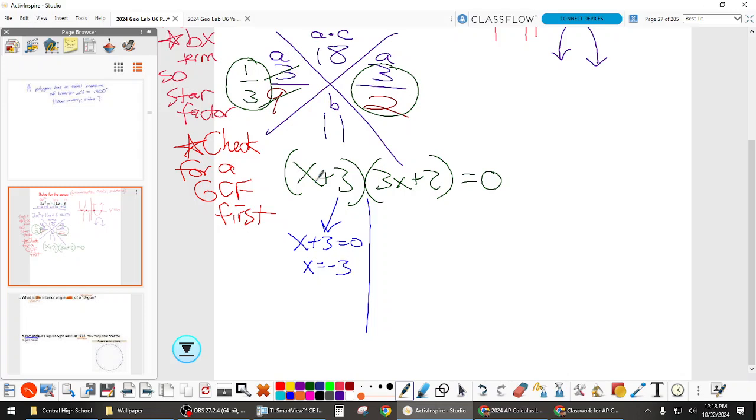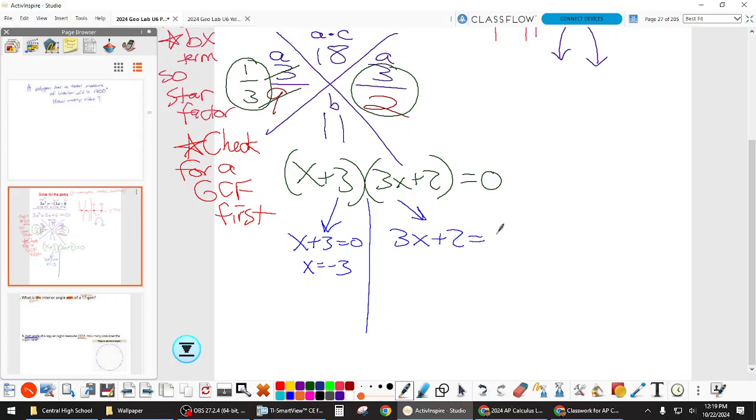So if I plug negative 3 right here, what does this first parentheses become? If this now is negative 3, what's negative 3 plus 3? It's 0. What's 0 times this mess over here? 0, right? Who cares what it is? It's 0 when I multiply by 0. Okay, now do the same thing on this side.